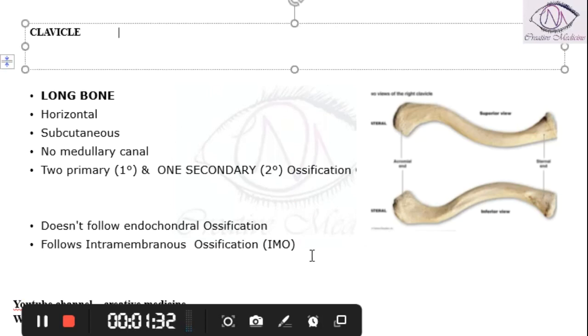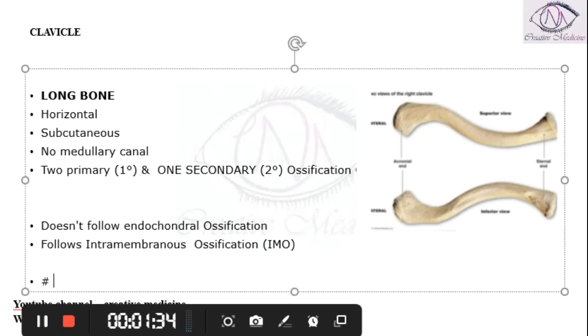So if you see, the fracture of the clavicle is the most common. Fracture of the clavicle is actually the most common fracture in newborns.